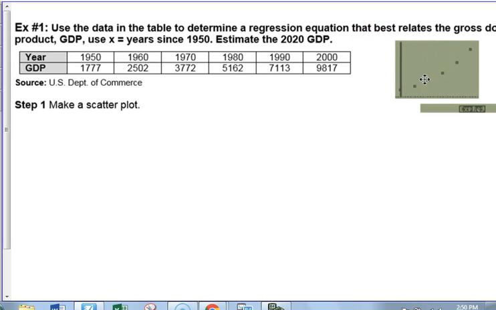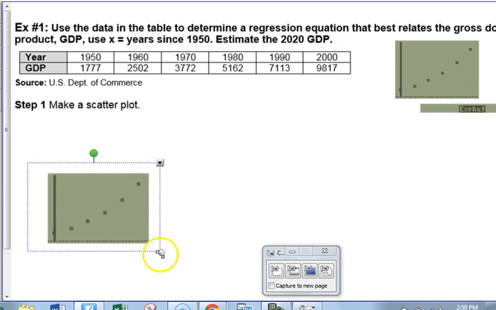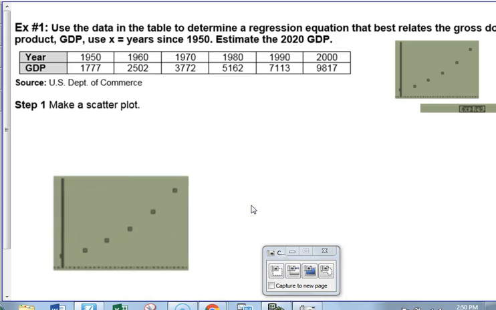What would you have typed into list 1? Be careful, read the question to yourself. Yes, since 1950, so this would have been 0, 10, 20, 30, 40, and 50, and then these numbers for the GDP in list 2.